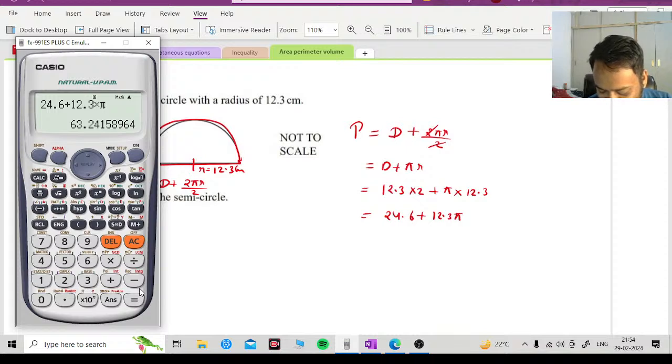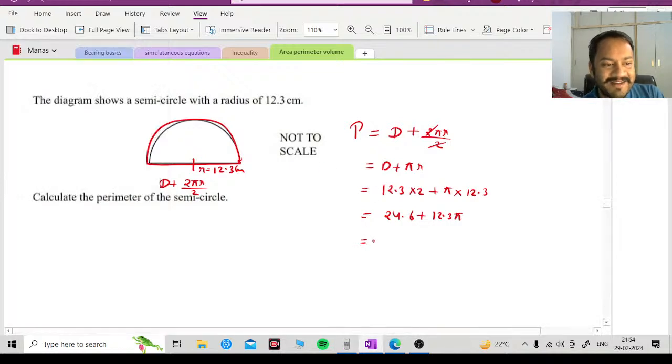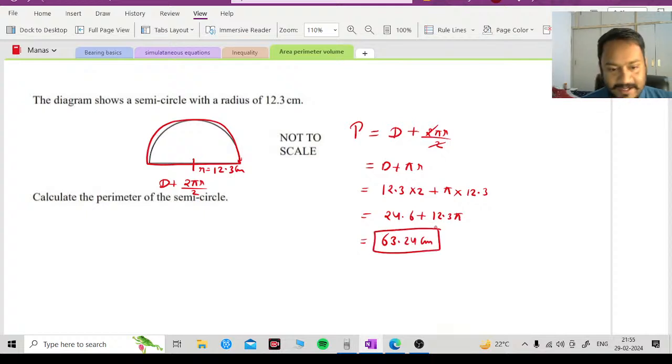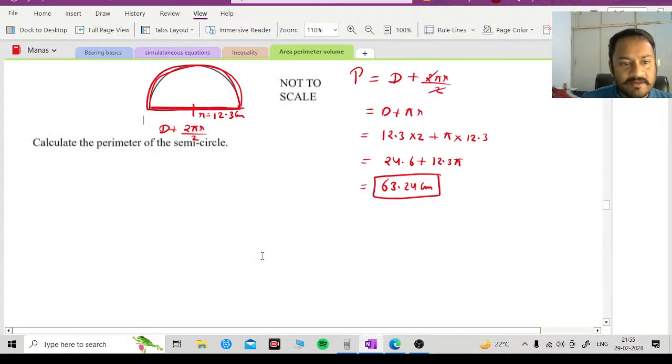Yes, 63.24 is the correct answer, and most of you have done this wrong. That is because you have not included the diameter. The diameter must be included in the case of a semicircle. This is a very silly mistake, but it may happen in the exams too.